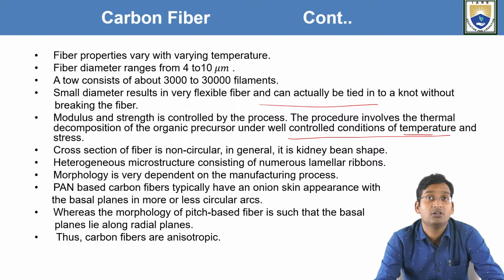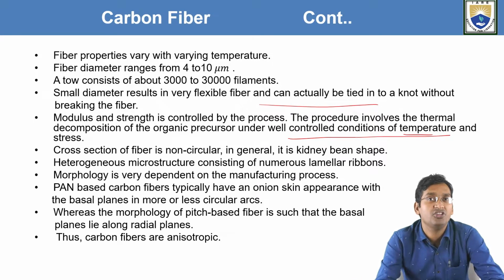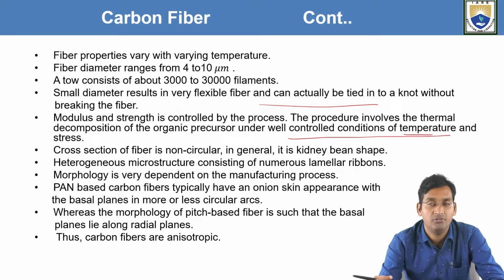The cross section of the fiber is non-circular. In general, it is kidney bean shape. So carbon fiber is kidney bean shaped, not circular. It has a heterogeneous microstructure consisting of numerous lamellar ribbons. Morphology is very dependent on the manufacturing process. So whatever the morphology will be depends on the manufacturing process. Already we had seen that it should be controlled depending upon how much modulus and strength is required.